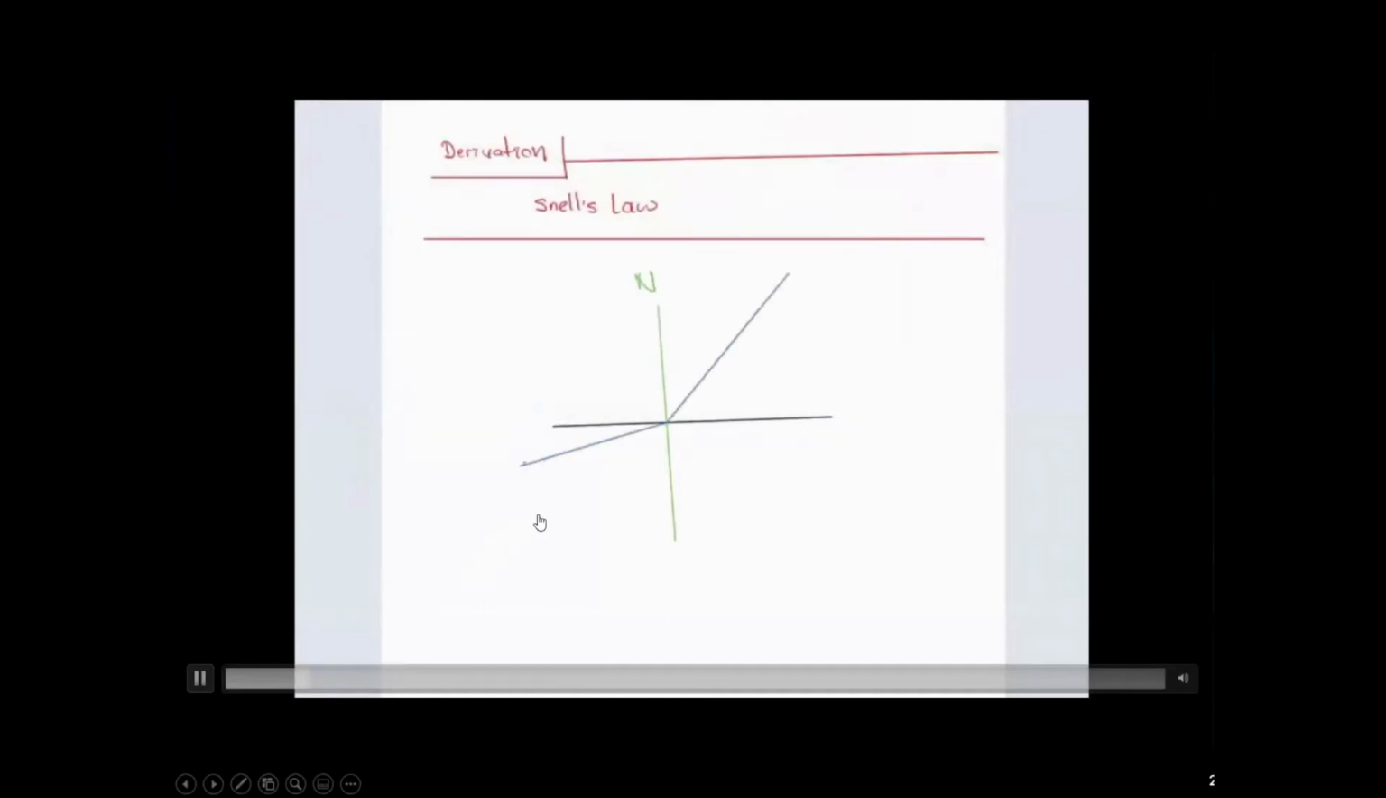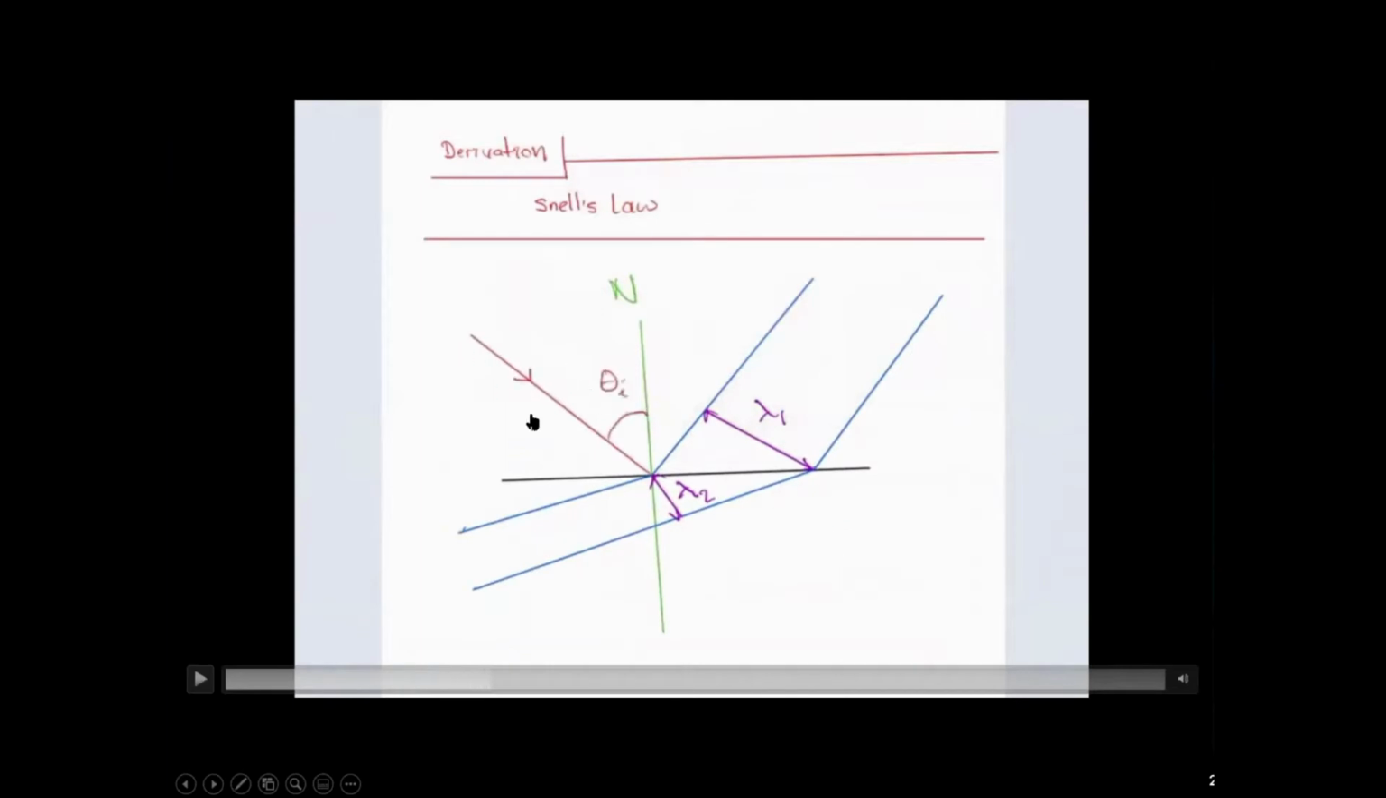All right, so I'm just drawing my wavefronts right now. This is the wavefront for the incoming wave. This is the wavefront for the wave inside an optically dense medium. So N is going to represent our normal. All right, so this is the original wavelength. This is the shortened wavelength in an optically dense medium.